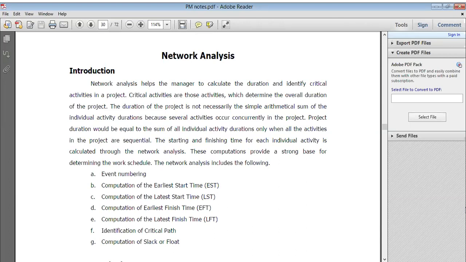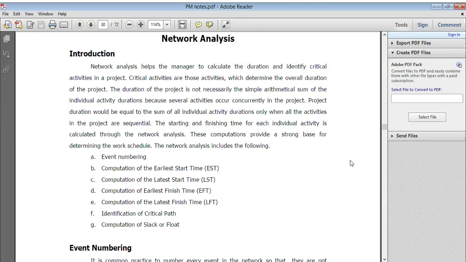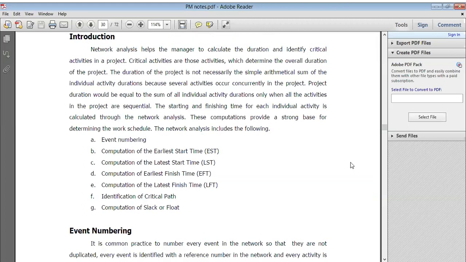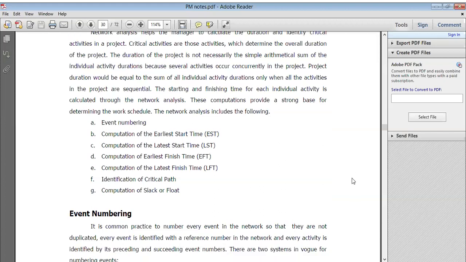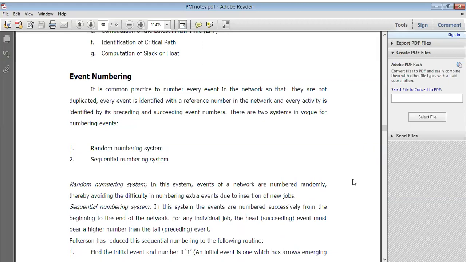schedule. The network analysis includes the following: event numbering, computation of the earliest start time EST, computation of the latest start time LST, computation of the earliest finish time EFT, and computation of the latest finish time LFT. Then identification of the critical path on that basis, because we have to put that kind of code and names, and computation of slack or float. You have just mentioned on that critical path which is slack and which is float, right?